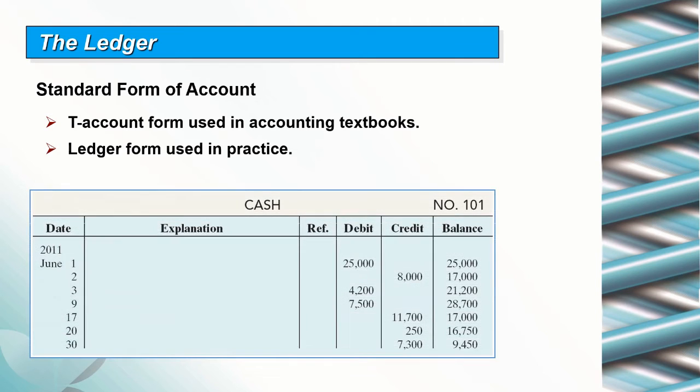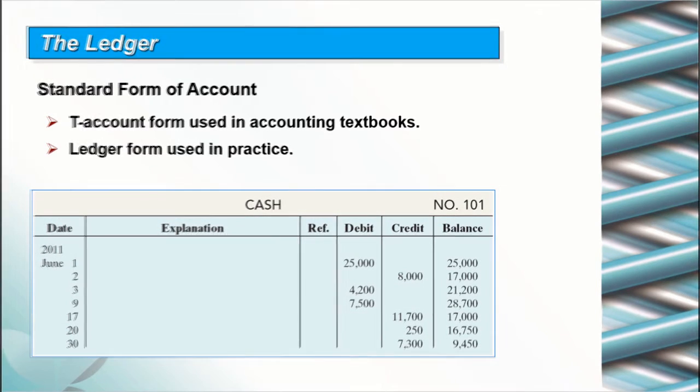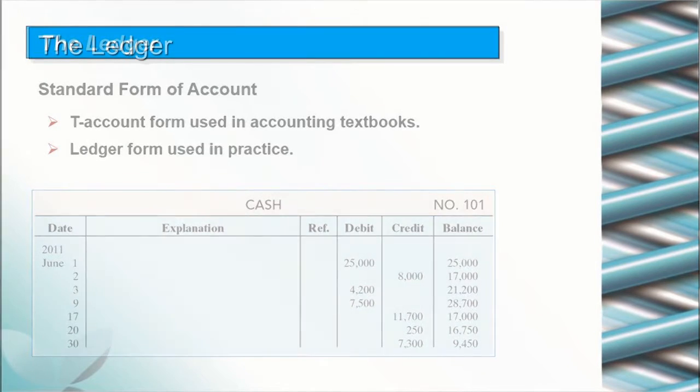This is called the three-column form of account. It has three money columns: debits, credits, and balance. The balance in the account is determined after each transaction. Companies use the explanation space and reference columns to provide special information about the transaction.